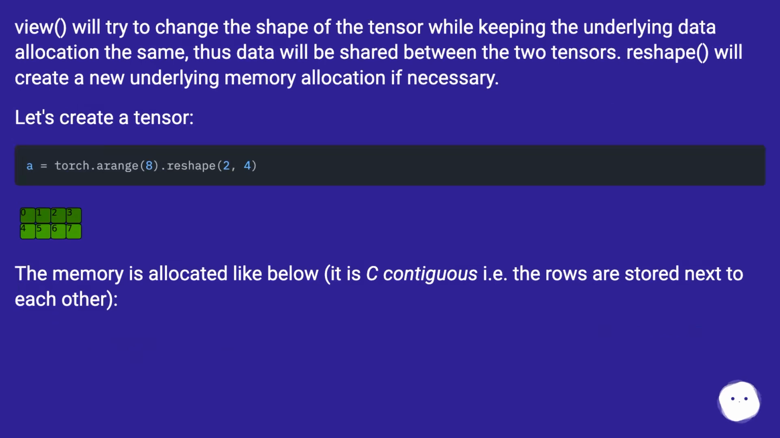View will try to change the shape of the tensor while keeping the underlying data allocation the same, thus data will be shared between the two tensors. Reshape will create a new underlying memory allocation if necessary. Let's create a tensor. The memory is allocated like below. It is C-contiguous, i.e. the rows are stored next to each other.